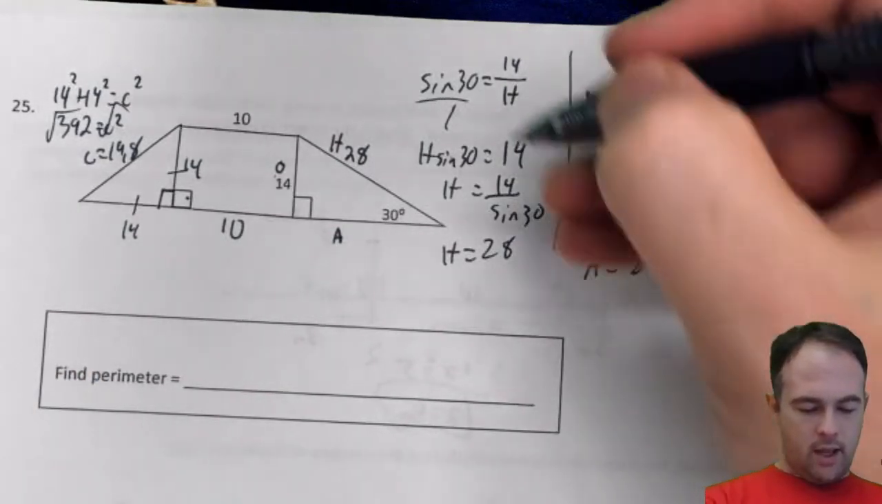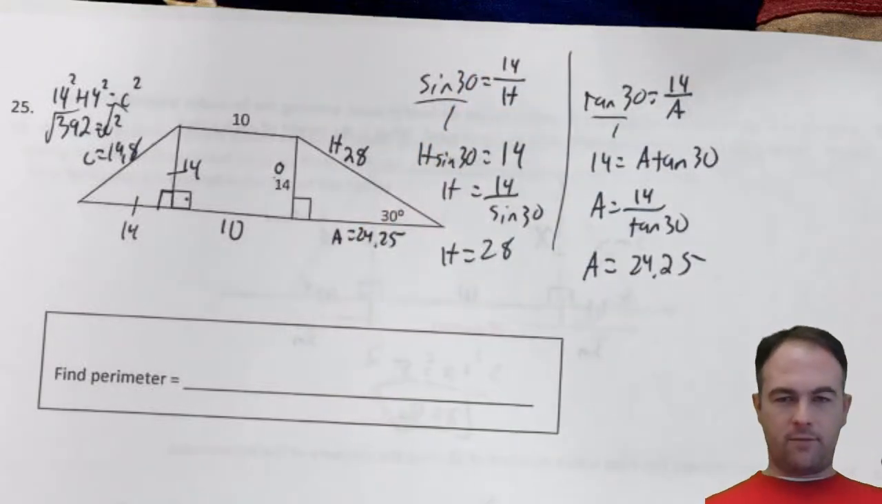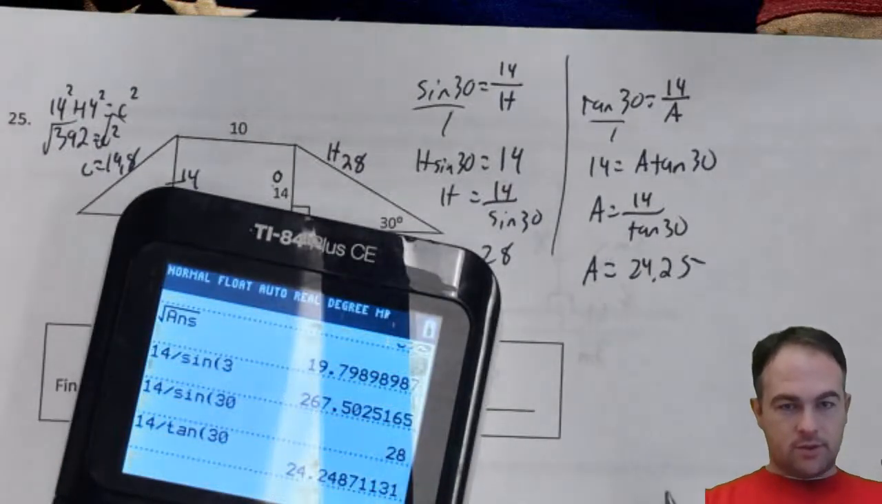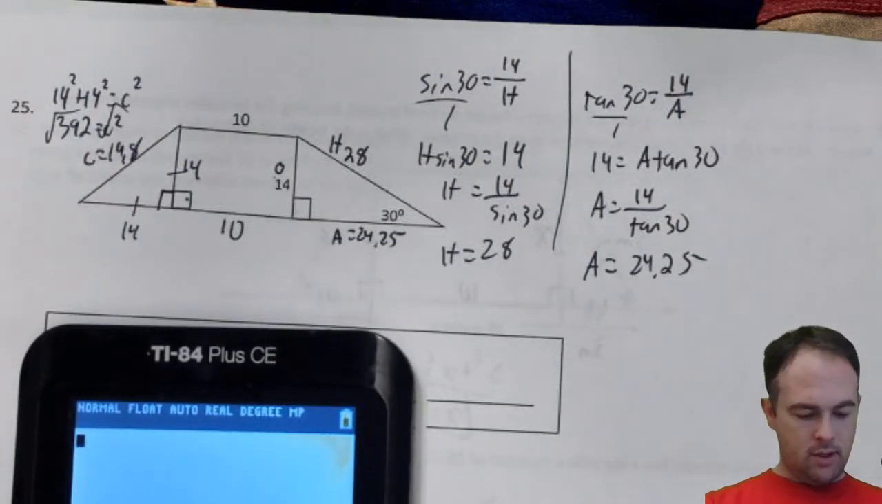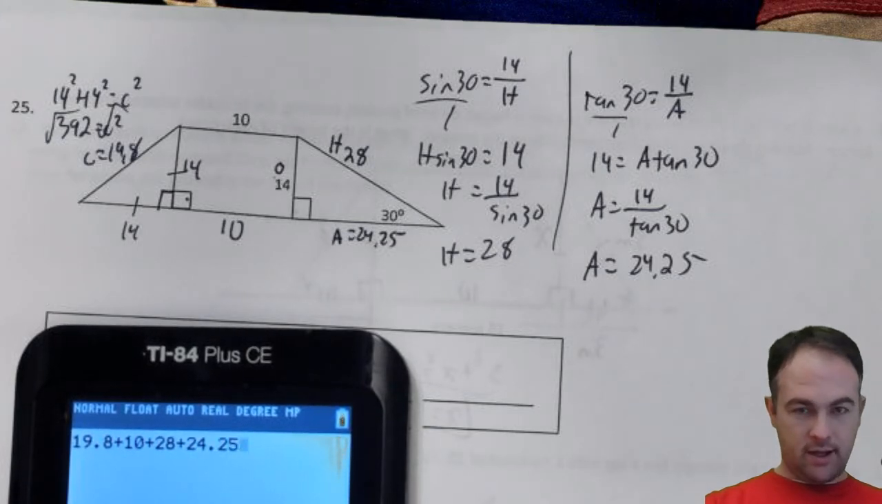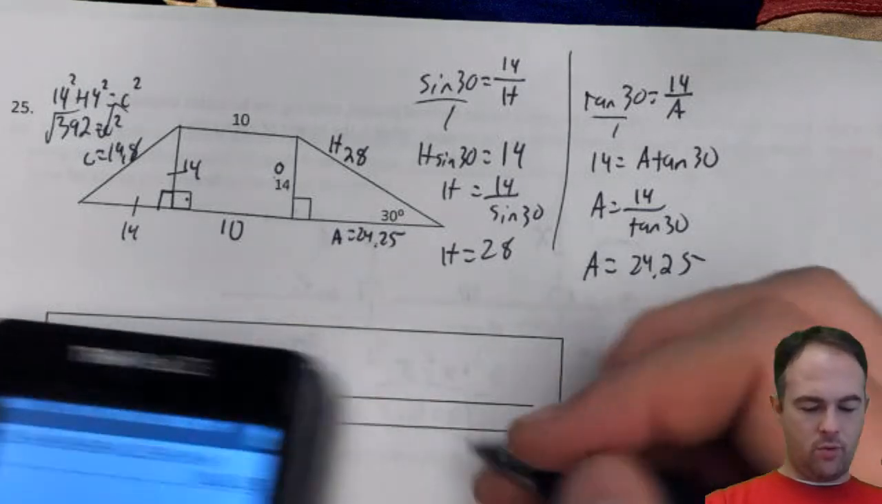All right, so a is 24.25. Now for perimeter, we're going to have to just add all of those together. So let's start on the side over here. 19.8 plus 10 plus 28 plus 24.25 plus 10 plus 14. All those together give me 106.05.